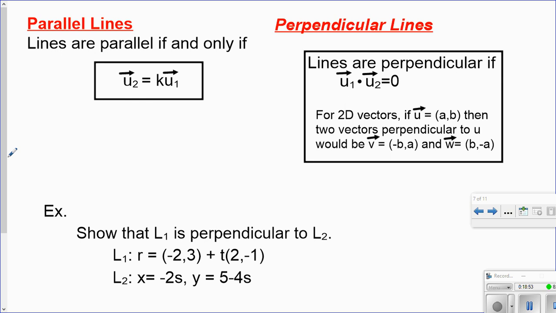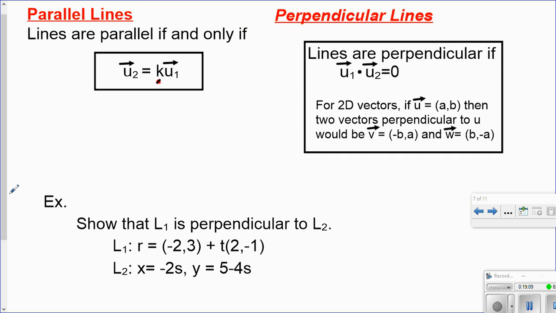Alright, parallel lines and perpendicular lines. Parallel lines are parallel if they're going in the same direction, right? Now, they might be a scalar multiple of one another, this k factor, okay, but as long as the vectors are going in the same direction. Lines are perpendicular if the dot product is 0. We talked about this in our last chapter.